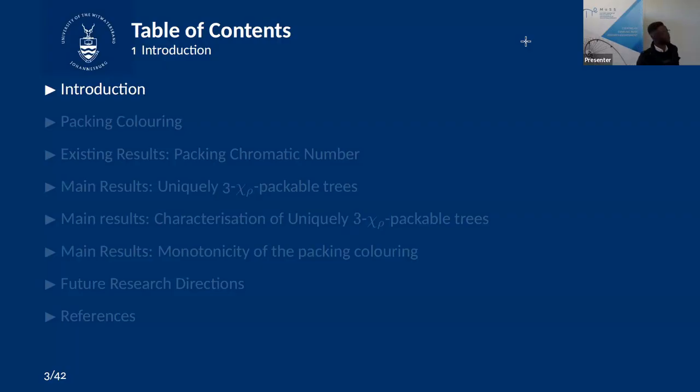I'll give a brief introduction or motivation of what motivated the research we are doing. Then I will take you through packing coloring, and give you a little bit of examples or existing results on the packing chromatic number.